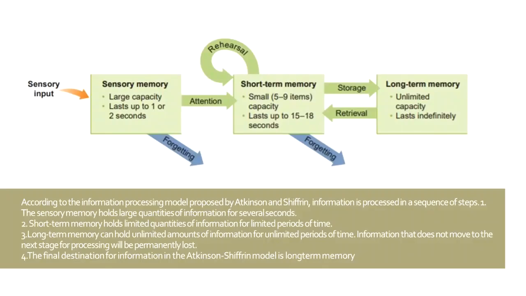So these are the different types of memory. We have sensory memory. This connotes a very large capacity that lasts up to 1 or 2 seconds.